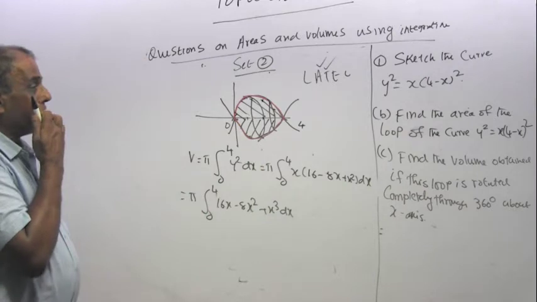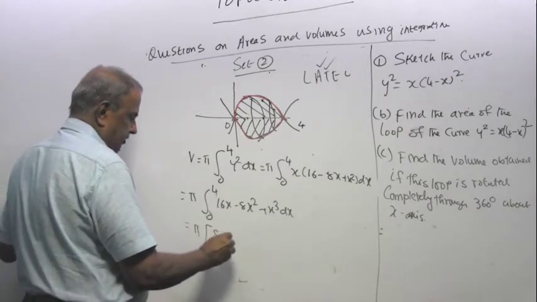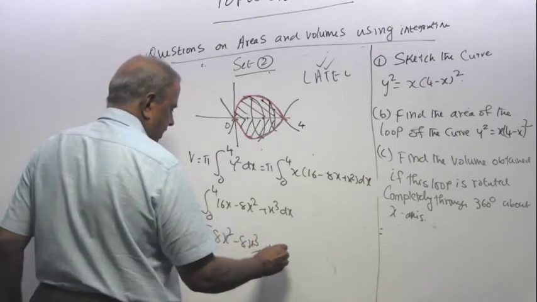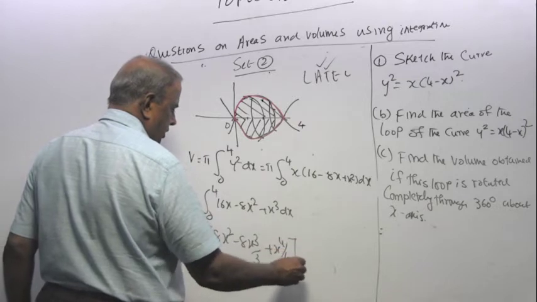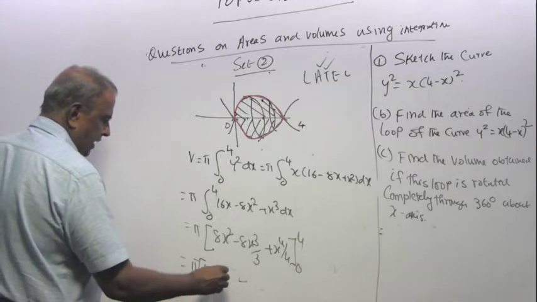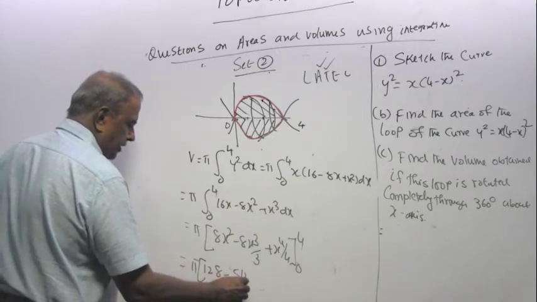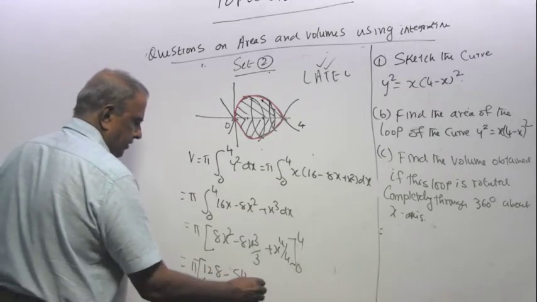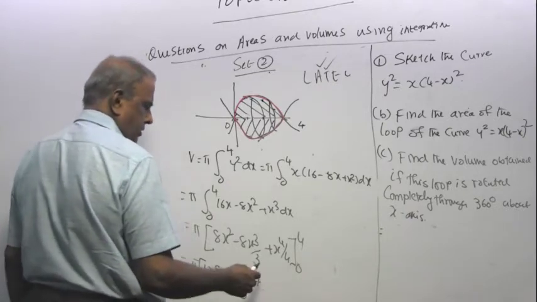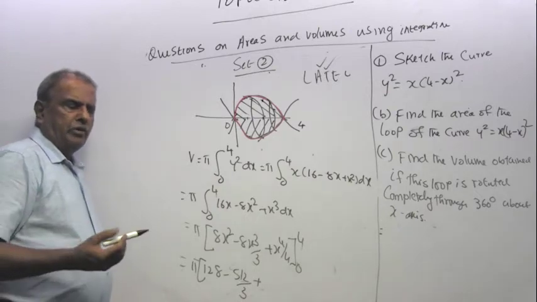Correct? Yeah. So that's pi times [8x squared minus 8x cubed over 3 plus x to the power 4 over 4] between 0 and 4. 16 8s are 128. 4 cubed is 64. 64 times 8 is 512 over 3, plus 4 to the power 4 is 256, divided by 4 is 64.